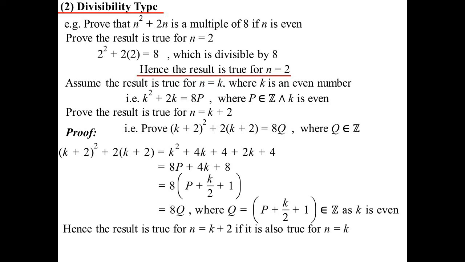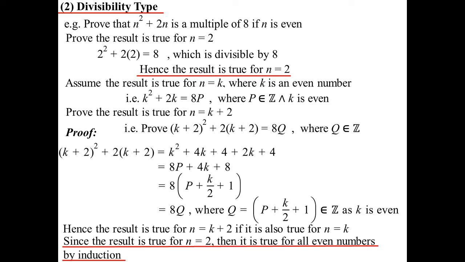If it's true for k, and since it's true for 2, it'll be true for all even numbers by induction. Could have done it a different way. Rather than going n equals k where k is an even number, I could have said, well, let n equal 2k where k is an integer. So now that also means n's an even number. So what would have happened there? There's my assumption, still a similar assumption, isn't it?